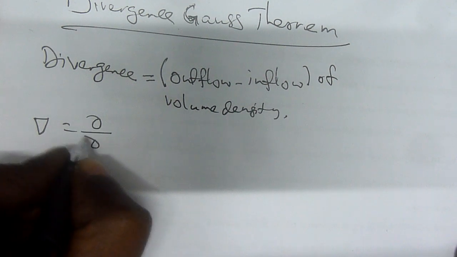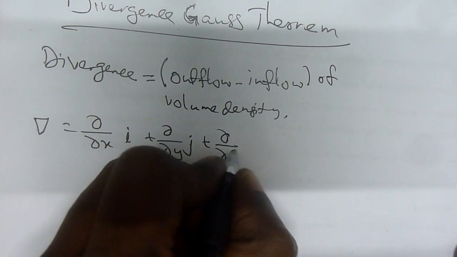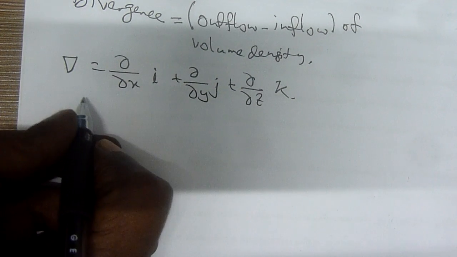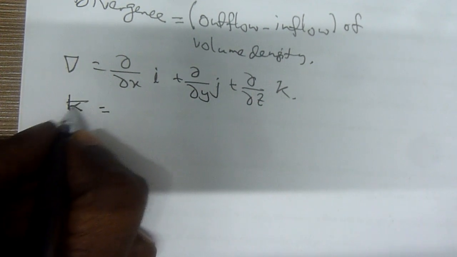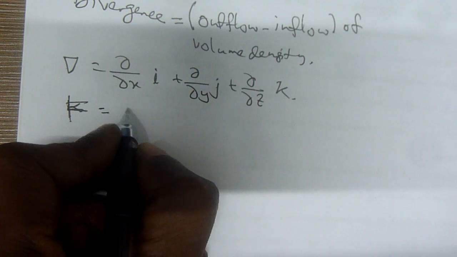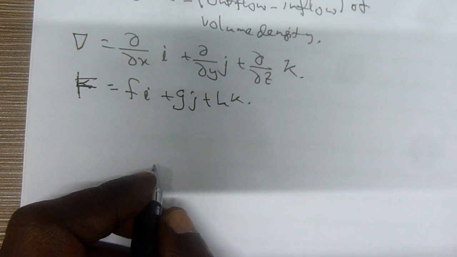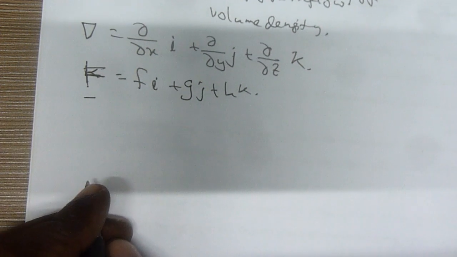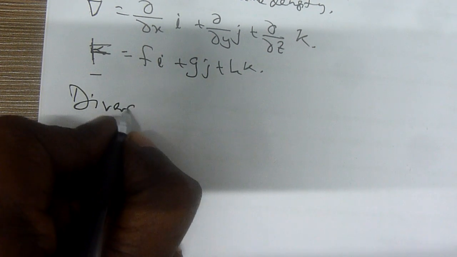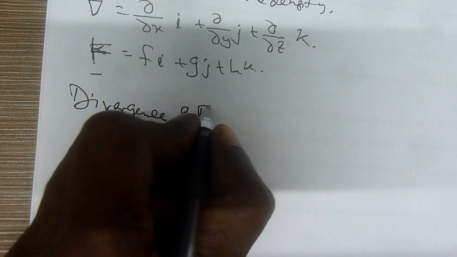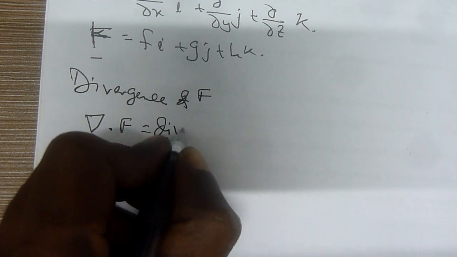The del is basically del/del x i, del/del y j, del/del z k, and we combine that with f, whereby f can be f i, g j, h k. And since f is a vector, the definition of the divergence of f will be defined as del dot f, or we call it div f.